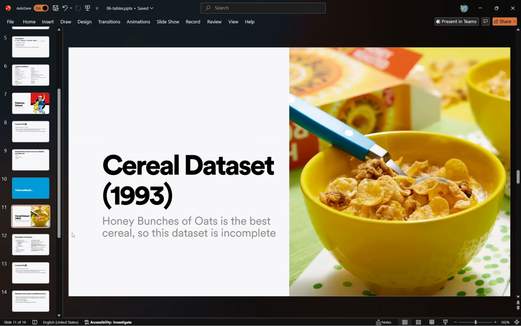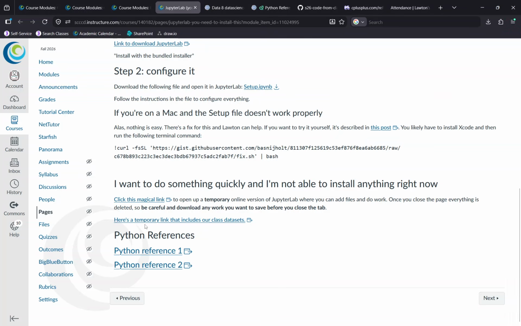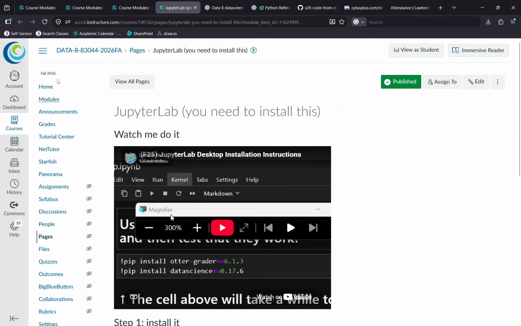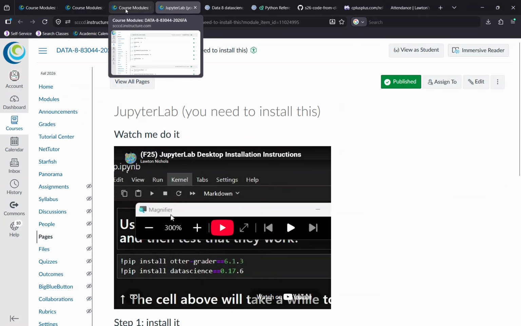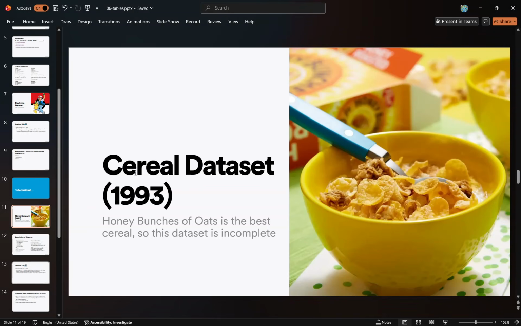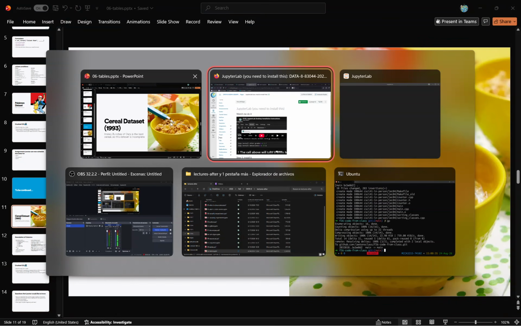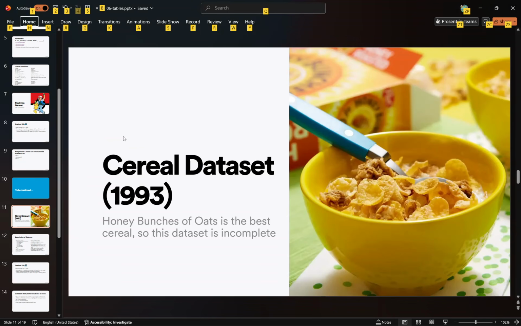So, yeah. So good. So good. I don't know when they came out with Honey Bunches of Oats. We'll give them the benefit of the doubt and say that it didn't exist in 1989 or whenever they collected this data. But yeah, let's read that data set in and go from there for the day.